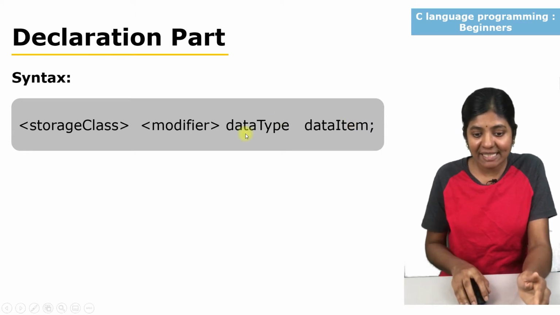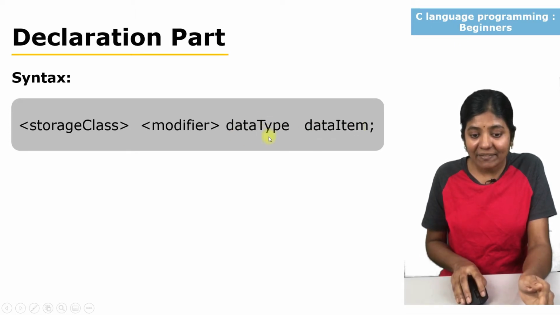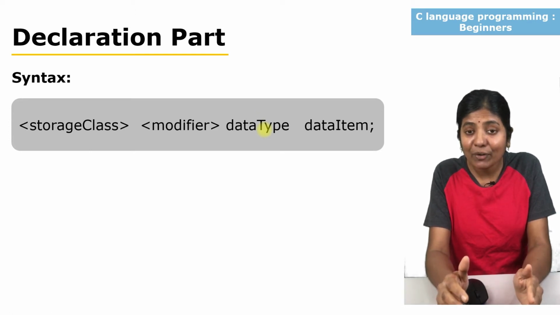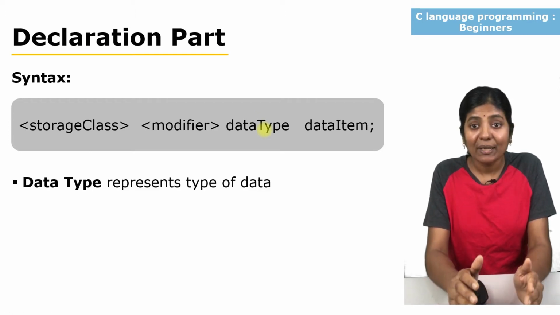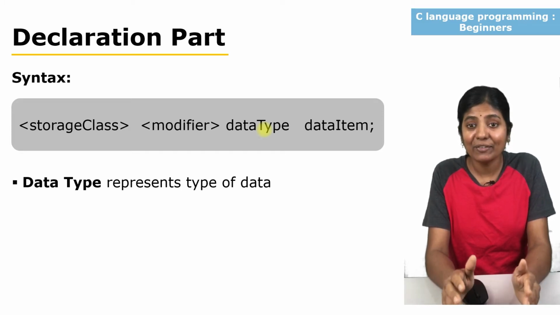Now we will discuss data type and data item. Data type, the name itself is saying that data means information, it's the type of information. So data type represents the type of data. Which type of data we are going to take, we need to represent in the data type. Let's see a few basic or common data types in C.